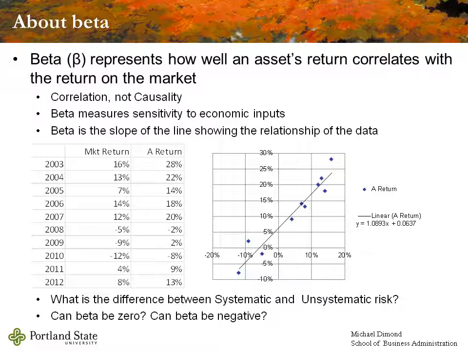How steep is the correlation? If it's 45 degrees, if it's 1.0, it's going to be a one-to-one relationship with the market. When the market goes up, asset A goes up an equal amount. When the market goes down, asset A goes down an equal amount. Not in dollars, but remember in percent return, in the amount of change that we see during that time frame.